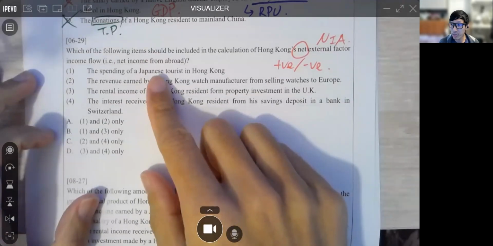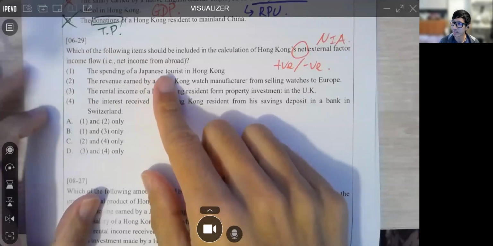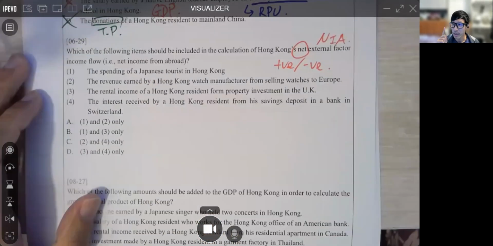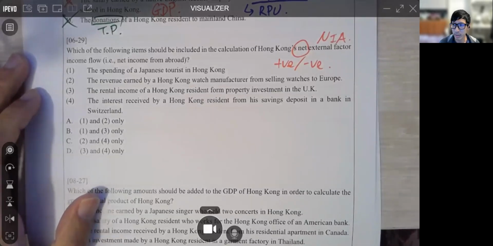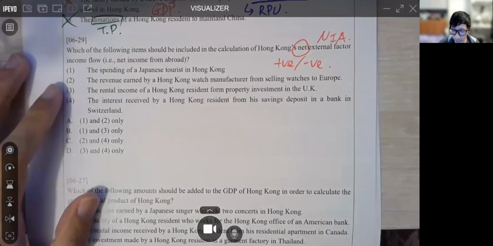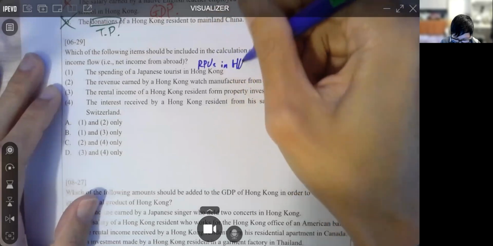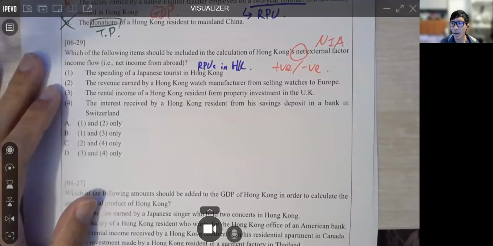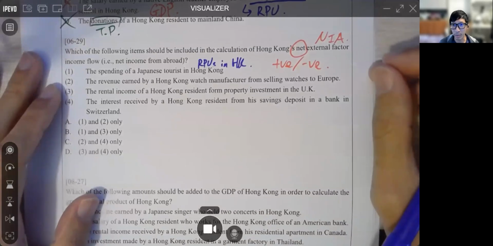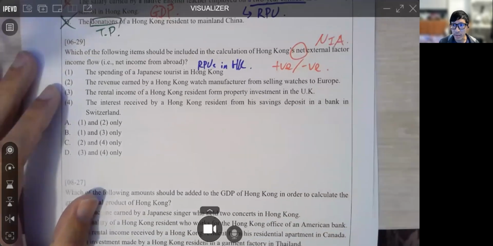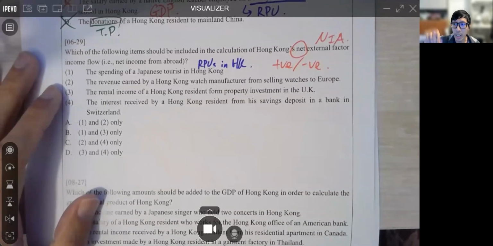Although now you see Japanese tourists, think about it. The money, who do they pay to? They pay to RPUs in Hong Kong. For example, they go to Cafe de Coral, OK, going to Cafe de Coral means paying an RPU. Now what happens? The production happens in Hong Kong.